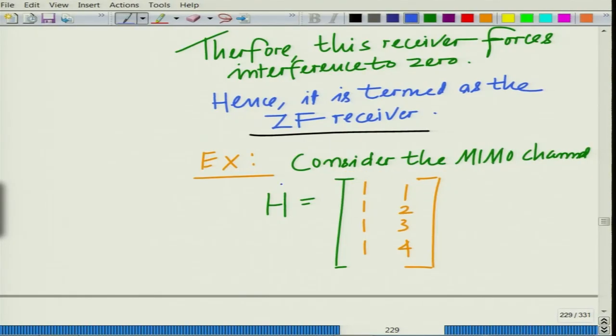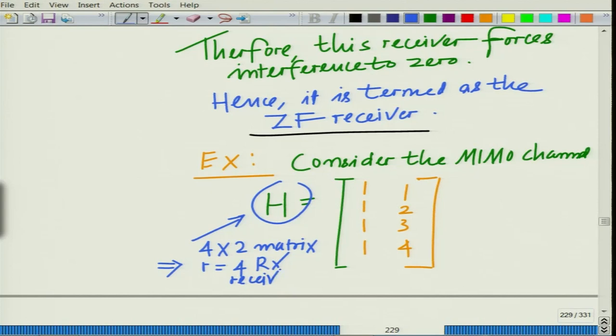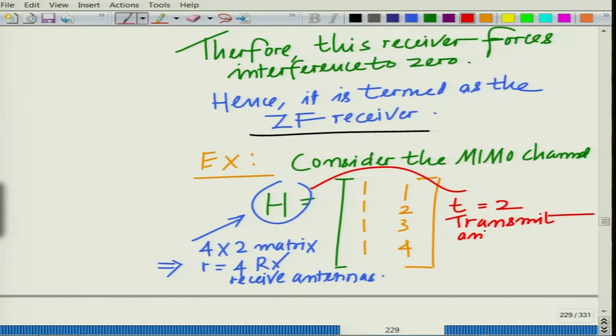In fact, the real and imaginary parts of each complex number are going to be some kind of a fixed point decimal number, right. So, this is your channel matrix. This is what we are terming as the channel matrix. And if you observe this, this is a 4 cross 2 matrix, implies R equal to 4. This is a system that has R equal to 4 receive antennas, and we have T equal to 2 transmit antennas.